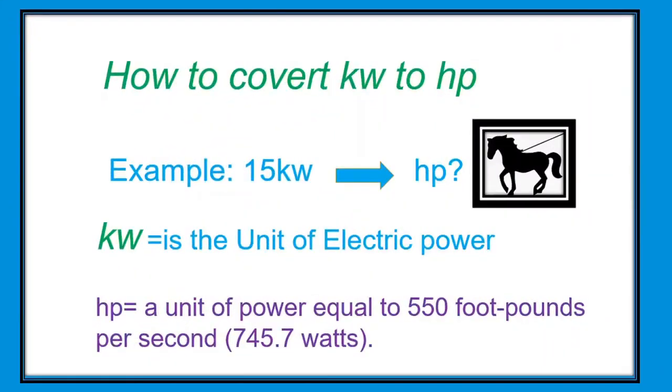Next, how to convert kilowatt to horsepower. Our example here is 15 kilowatt. Kilowatt is the unit of electric power, and horsepower is a unit of power equal to 550 foot-pounds per second or 745.7 watts.